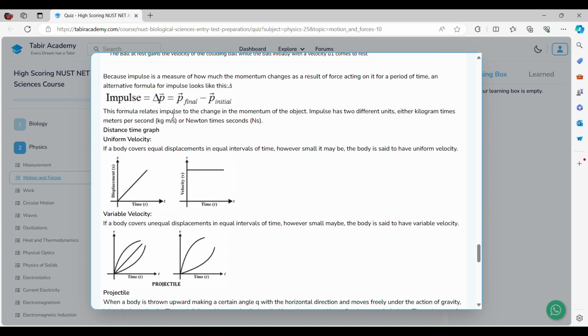This formula relates impulse to the change in the momentum of the object. Impulse has two different units, either kilograms times meters per second or newtons times seconds.